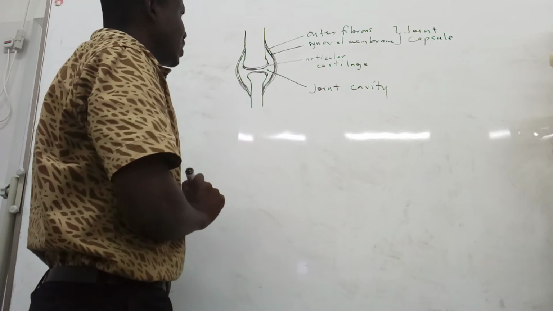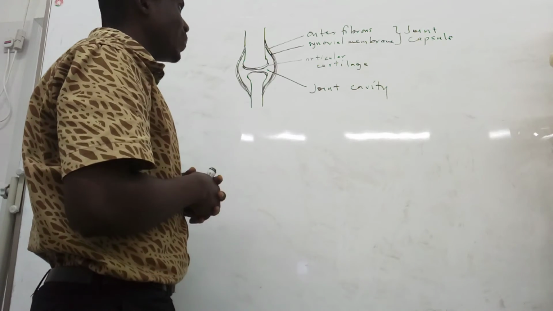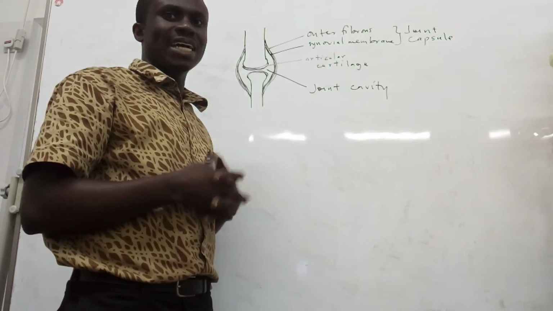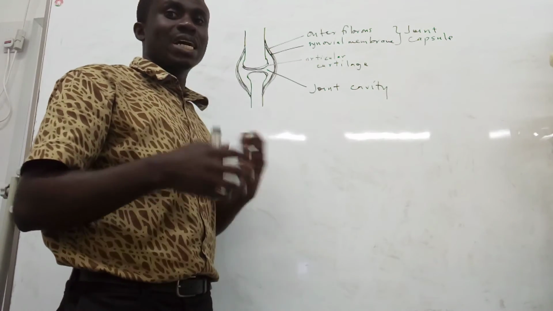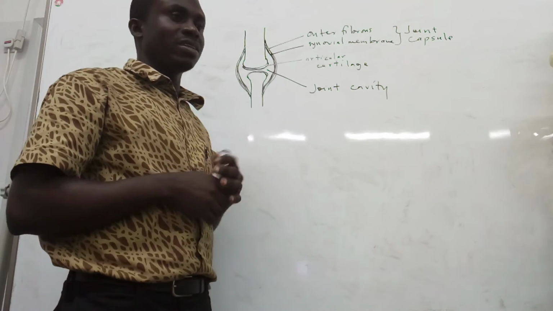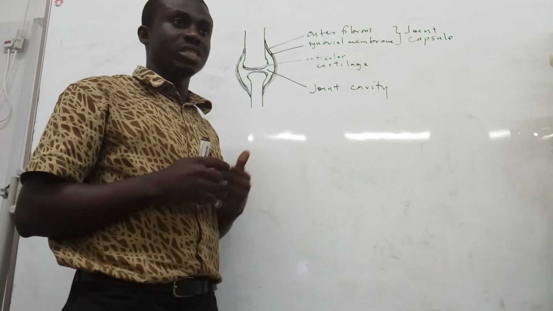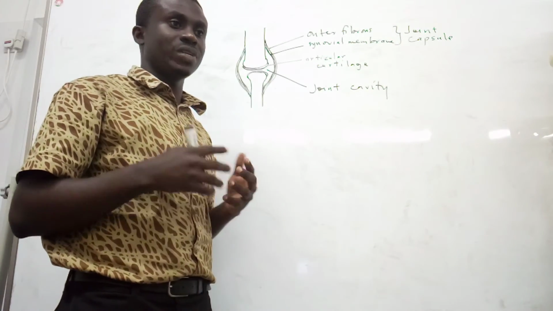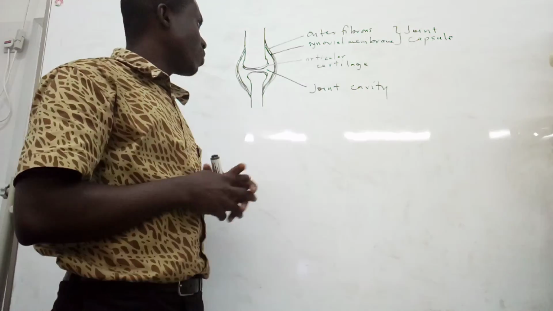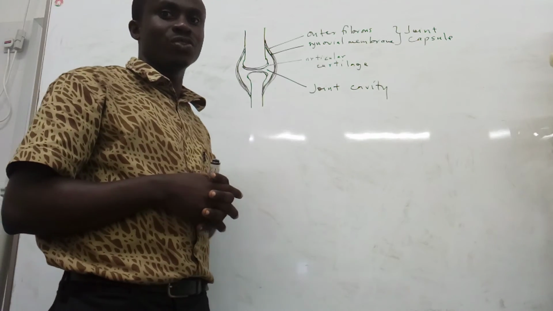Now, there could be other components. If you look at the knee, we are going to have menisci as well. We have collateral ligaments here and there. So look at those videos of mine in that regard. I've done videos on the shoulder joint, the knee joint, and the hip joint. So let's look at those for a better appreciation of the joint.